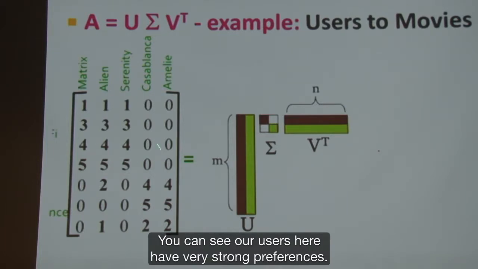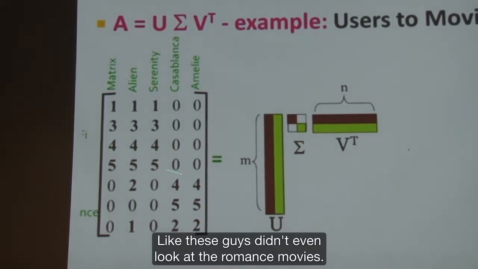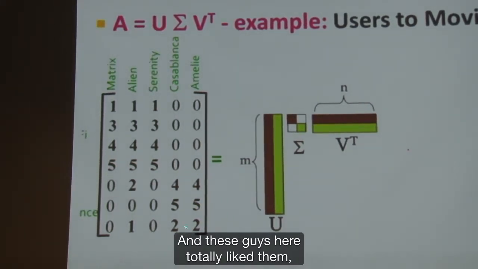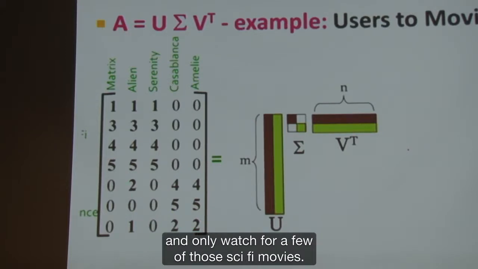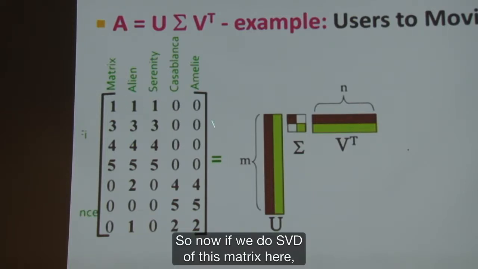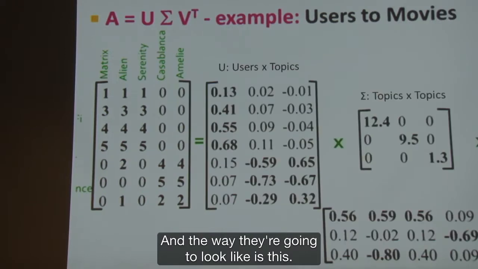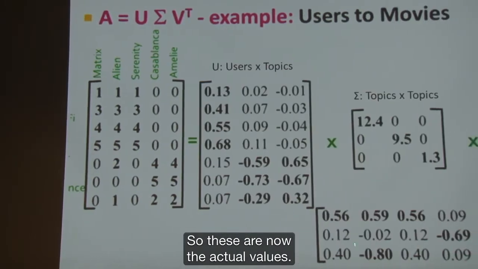And you can see our users here have very strong preferences. Like these guys didn't even look at the romance movies, and these guys here totally liked them and only watched very few of the sci-fi movies. So now if we do SVD of this matrix here, we get our matrices U, sigma, and V. And the way they're going to look is like this. So these are now the actual values.